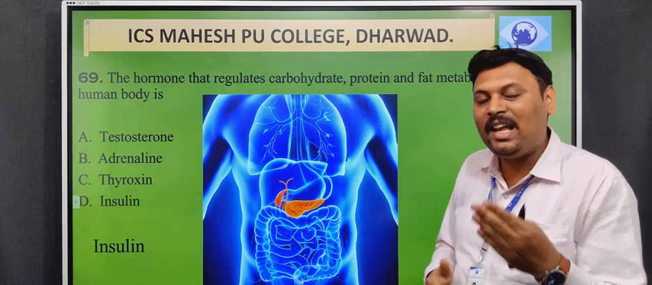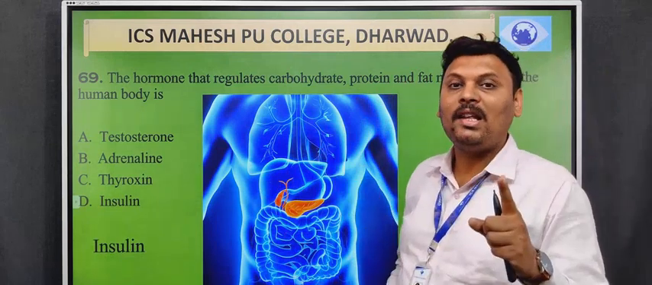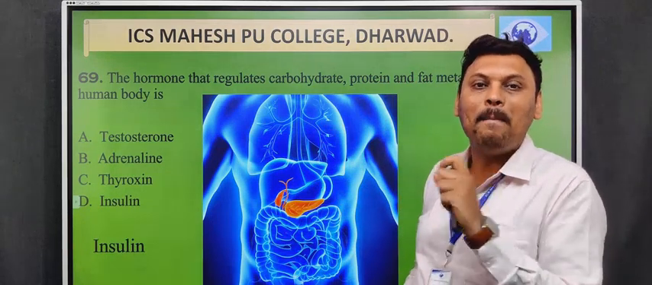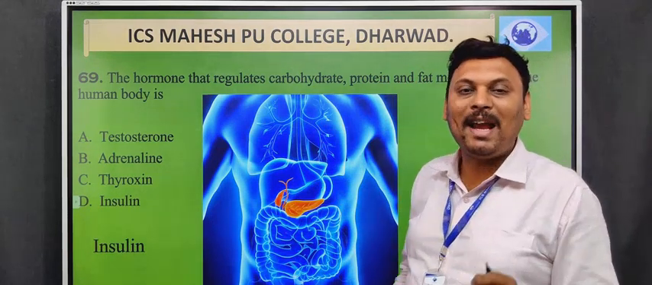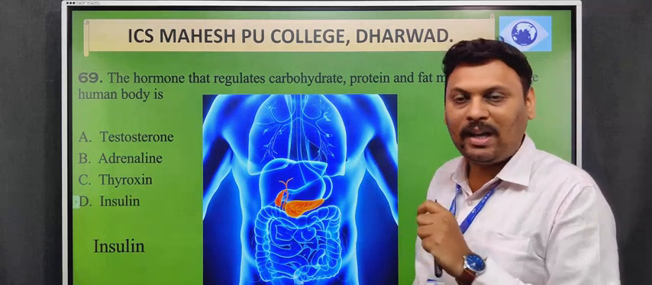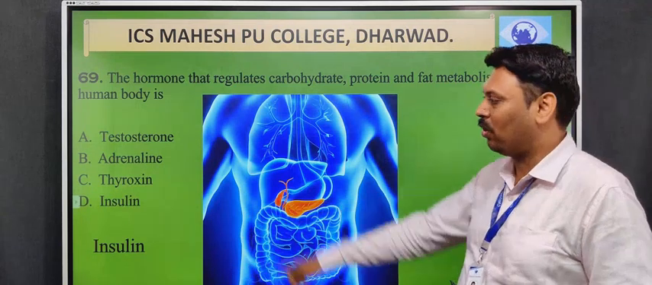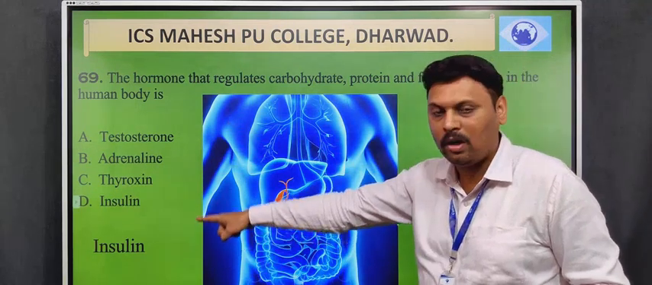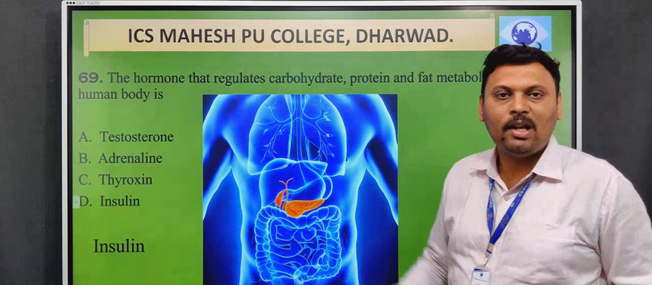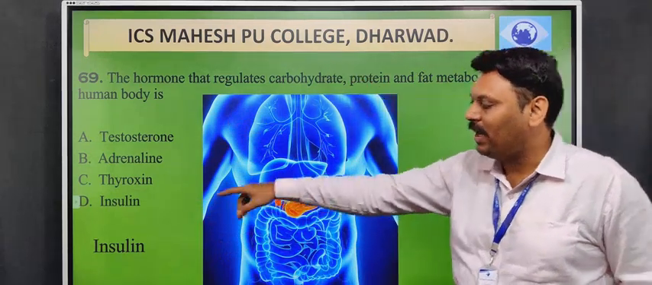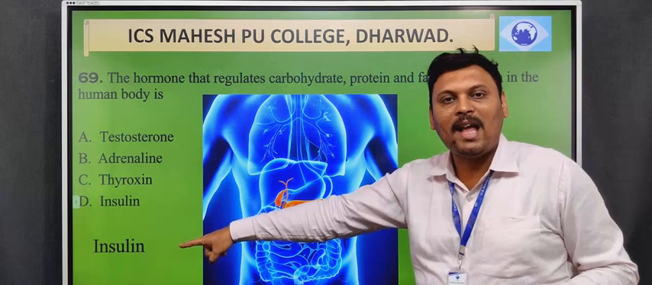So deficiency of insulin causes diabetes mellitus. What does it cause? Diabetes mellitus, which in layman's language we call sugar, right? So deficiency of insulin causes sugar. So the right answer out of 4 is D, that is sugar. The sugar level, the carbohydrate level, is maintained by the hormone known as insulin.